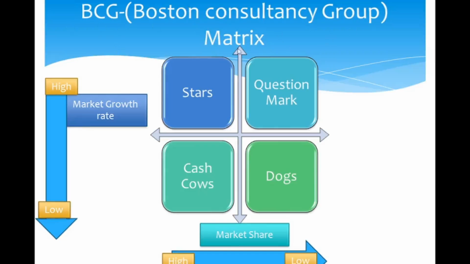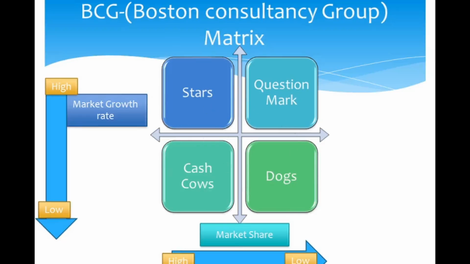Now, in the Boston Consultancy Group Matrix, as you can see, there are four quadrants. Let us understand what these four quadrants are. The BCG growth matrix is the simplest way to portray a corporation's portfolio of investments. In a BCG approach, a company classifies its different businesses, the strategic business units and the different product lines of an organization, into these four types.